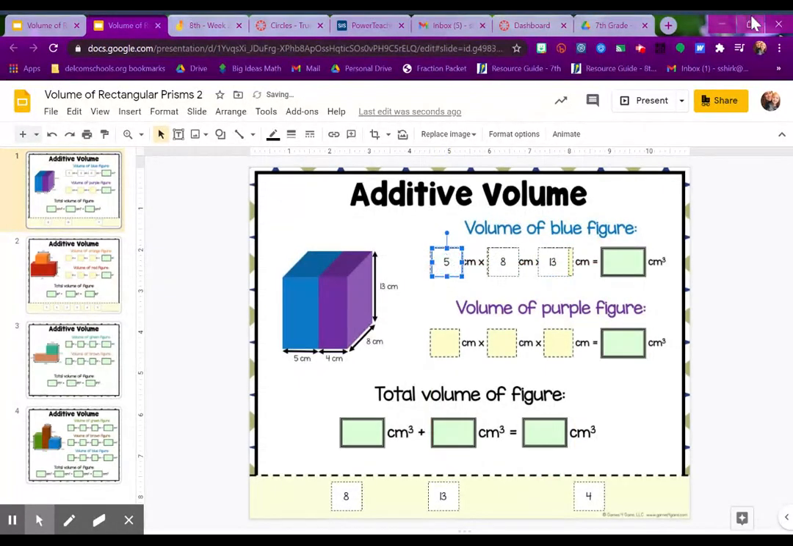And I don't know the answer to that. 40 times 13 is 520. Sorry, I was using my calculator.